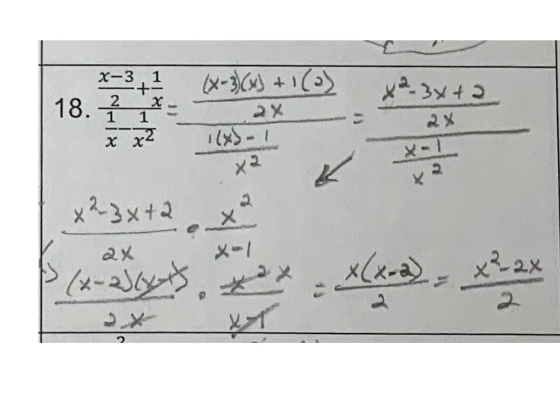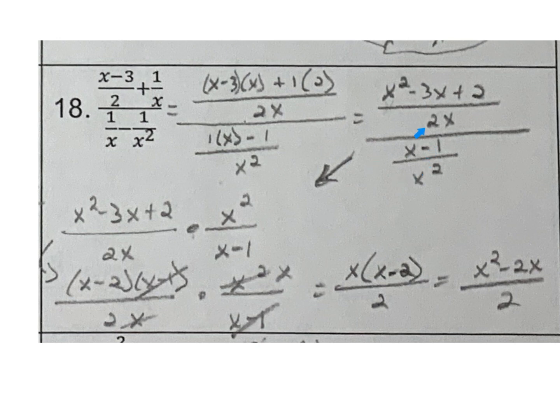So here I represent the 1 times just the x, minus 1, and we don't have to multiply by anything because the common denominator is x squared. Now, let's do the multiplication. So x minus 3 times x is x squared minus 3x, and then plus 2, all over 2x, divided by x minus 1 over x squared.